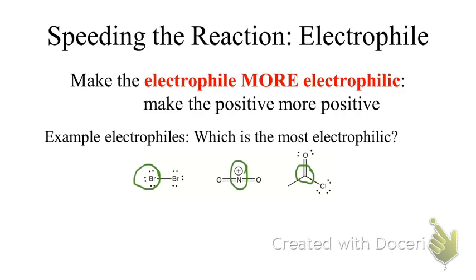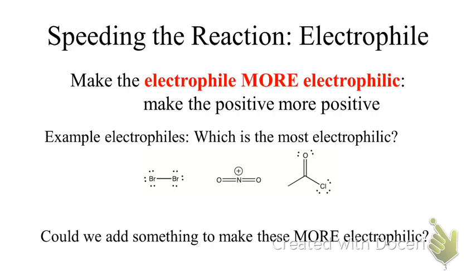Let's see. Do I have another slide on this? Okay. Can we add something to make them even more electrophilic? We're ultimately trying to make those atoms more positive. Okay. What things do we typically add to a reaction to make it go faster? We could add a catalyst. Okay. That catalyst has to somehow pull electron density away from each of these electrophiles. Okay. So what we can do is add, say, a metal. Let's add iron tribromide. What can you tell me about iron?